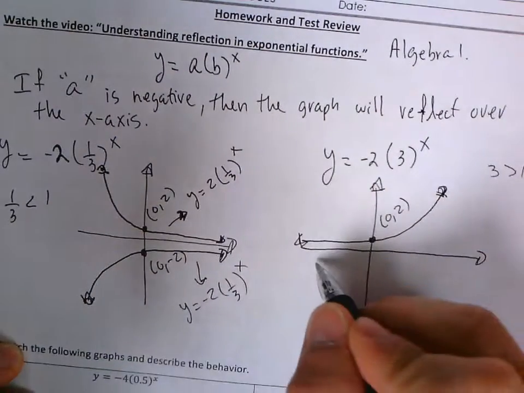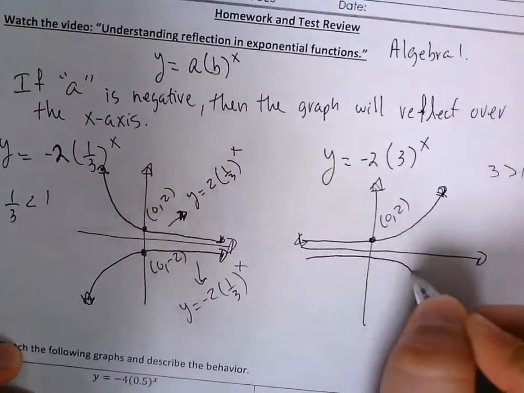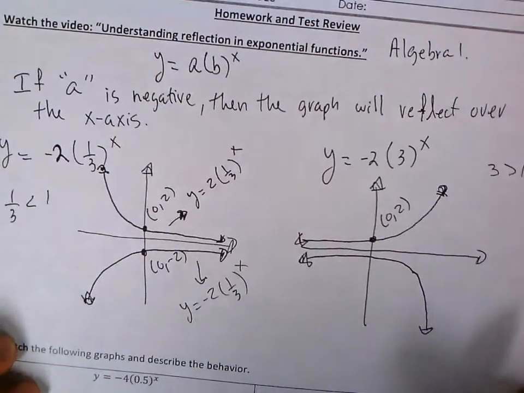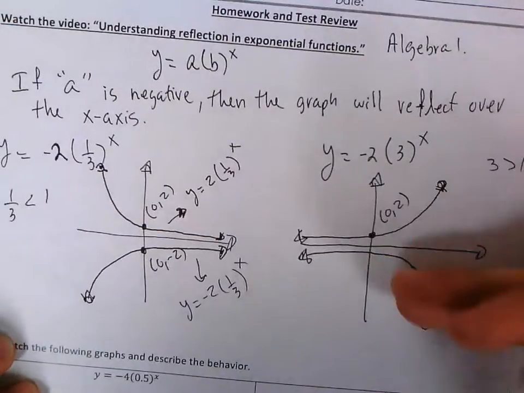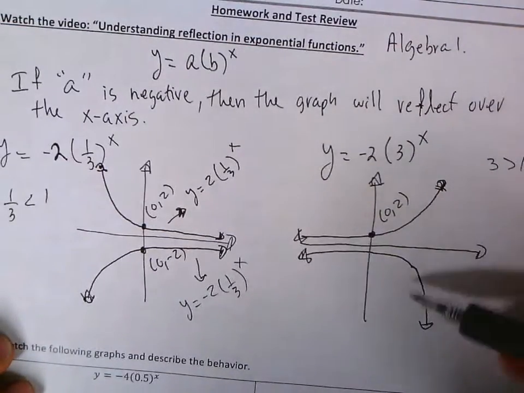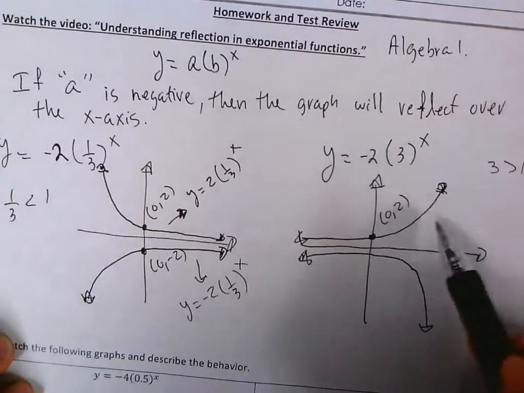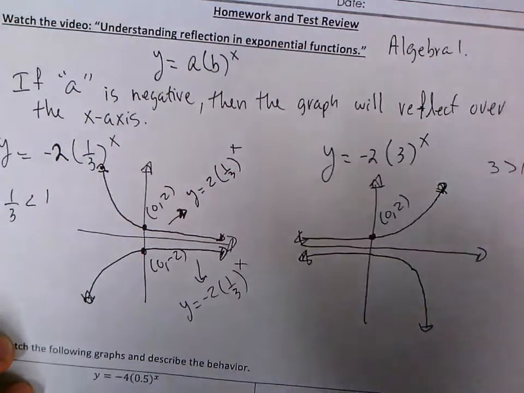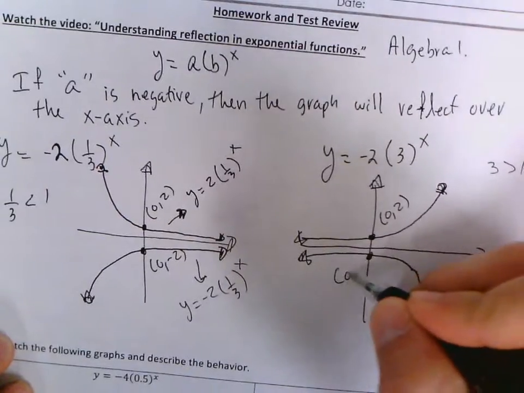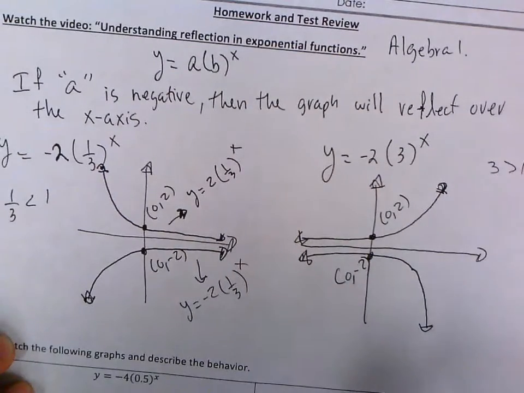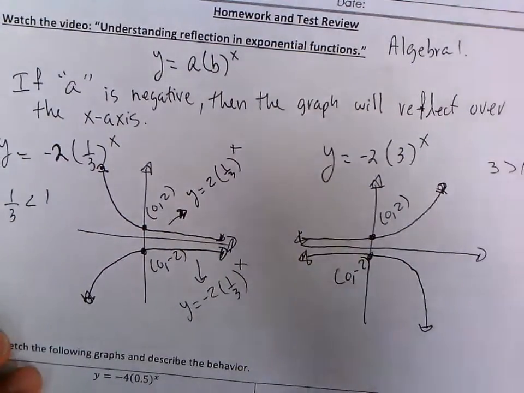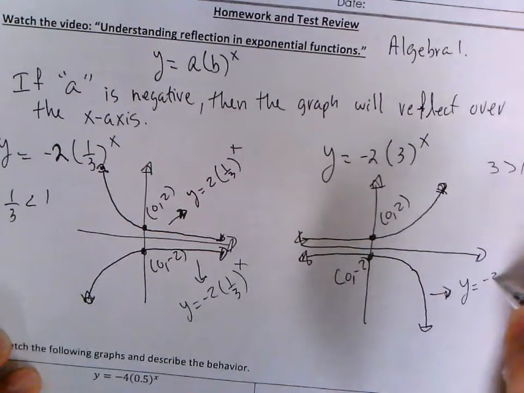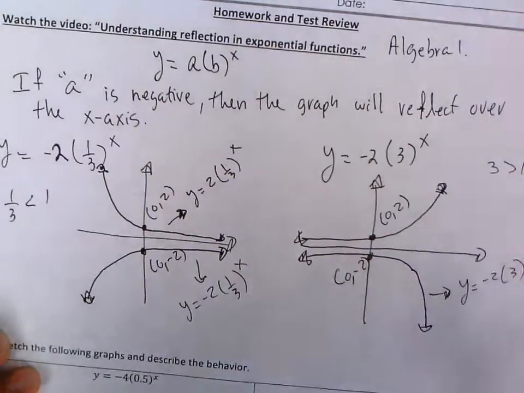So my graph will look something like this. It's pretty much the opposite of what I'm seeing here. Here I see that my graph is increasing. Here on the reflection I see that the graph is decreasing. This will be (0, -2). So this will be the final answer: y is equal to -2 times 3 to the power of x.